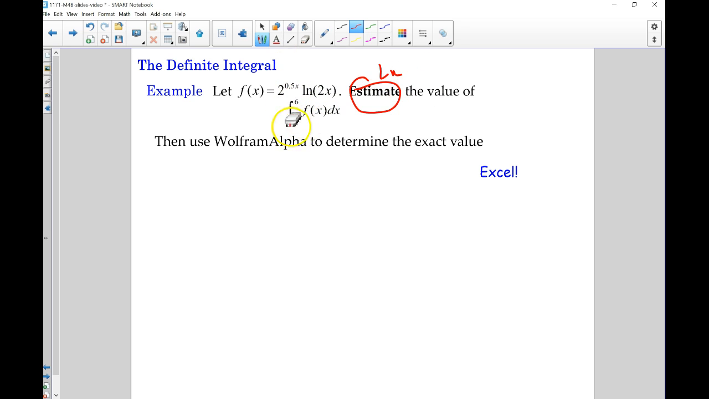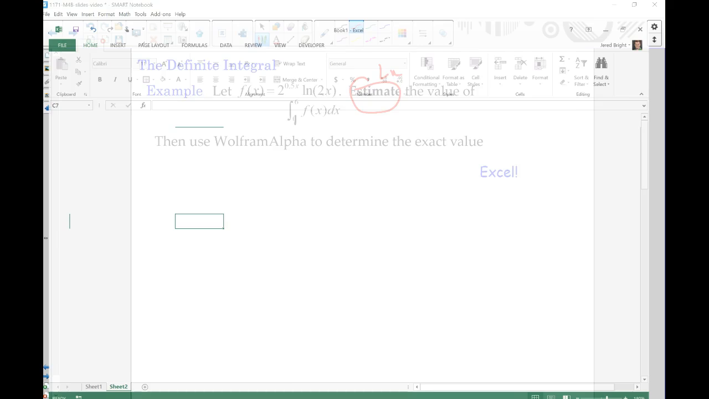Note that the bound, I had to change it. Otherwise, the function doesn't exist at 0. So 1 to 6. Okay, so we're going to use Riemann sums. So we're going to find rectangles, areas of rectangles, add them all up. And then after we do all that, then we're going to use Wolfram Alpha. Okay, so let's turn to Excel.